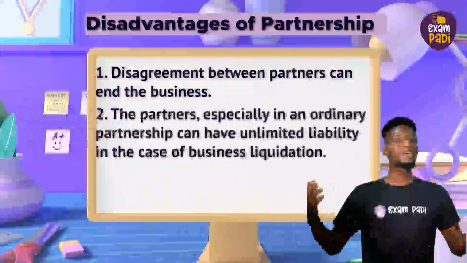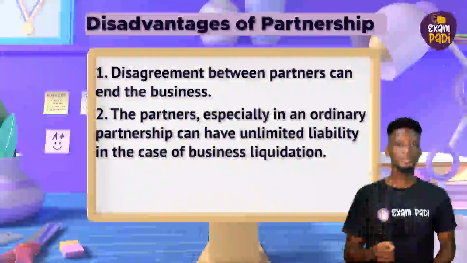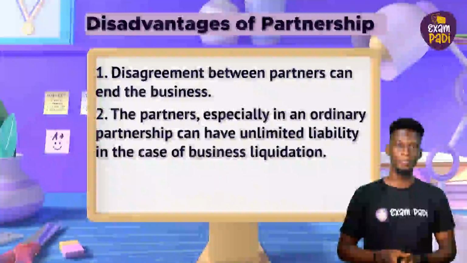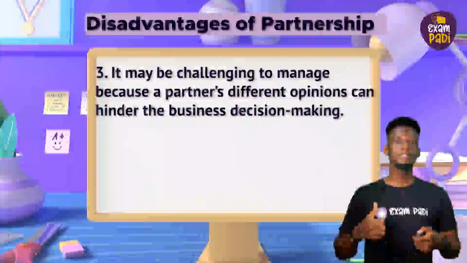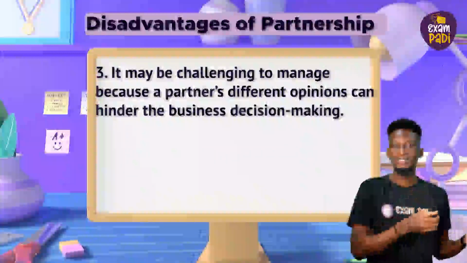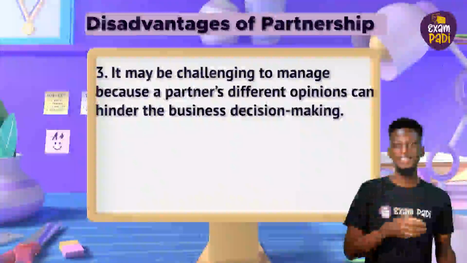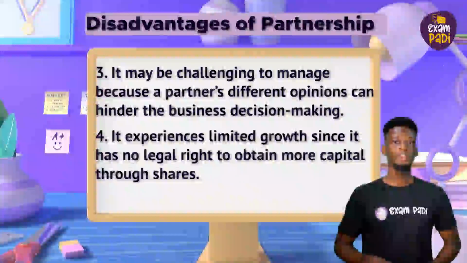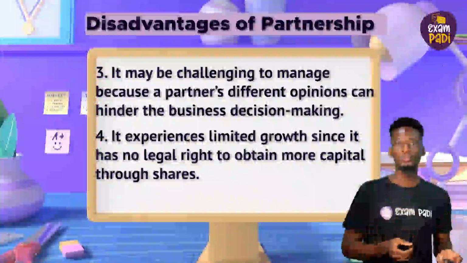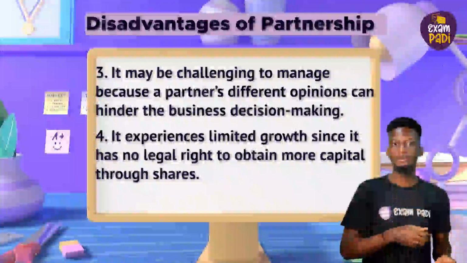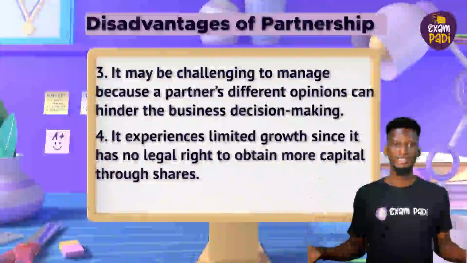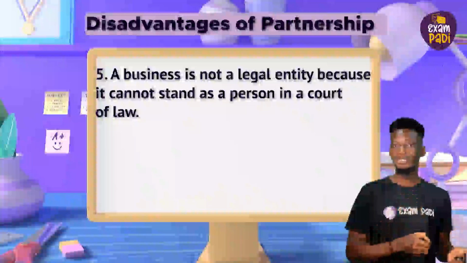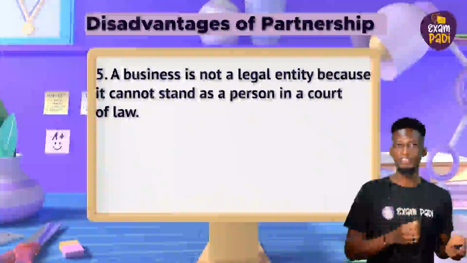2. The partners, especially in an ordinary partnership, can have unlimited liability in the case of business liquidation. 3. It may be challenging to manage because a partner's different opinion can hinder the business decision making. 4. It experiences limited growth since it has no legal right to obtain more capital through shares. 5. A business is not a legal entity because it cannot stand as a person in the court of law.